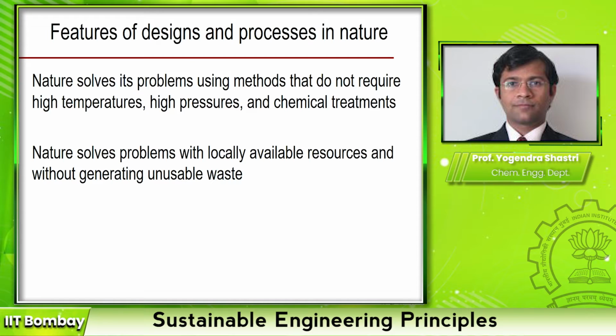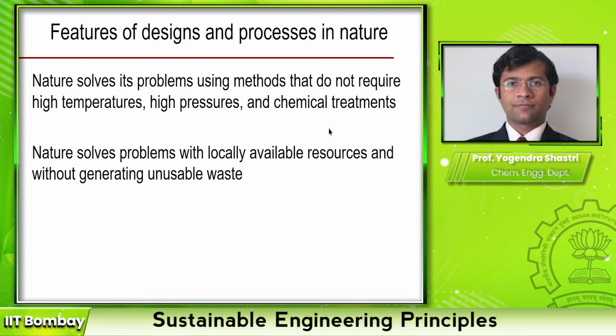Second thing is, nature solves problems with locally available resources without generating unusable waste. So whatever resource is required, it is locally available. There is no elaborate supply chain or elaborate inventory that is developed. Now, having gone through the course and having looked at the reasons for unsustainability, you will realize that these are very desirable features.